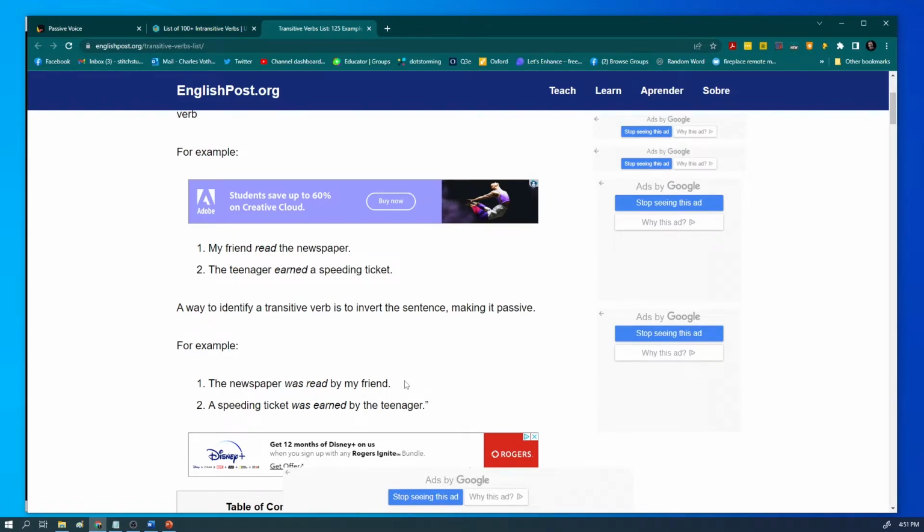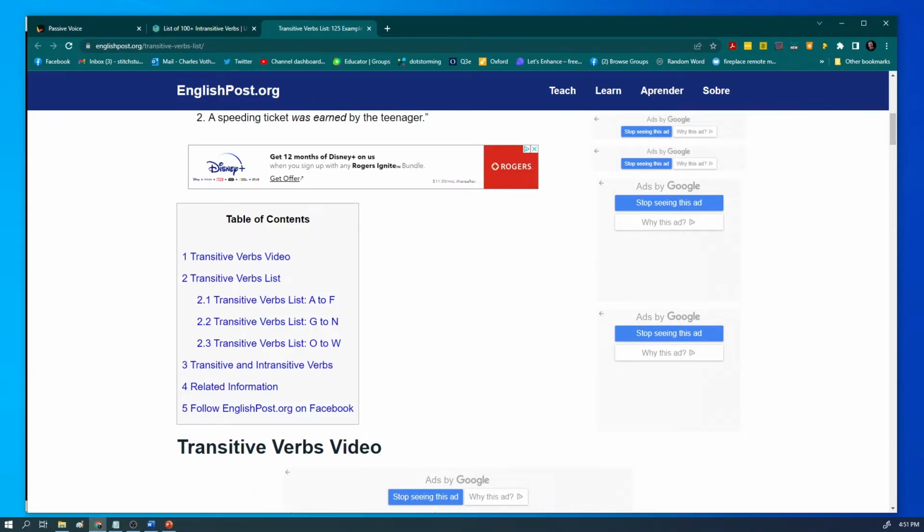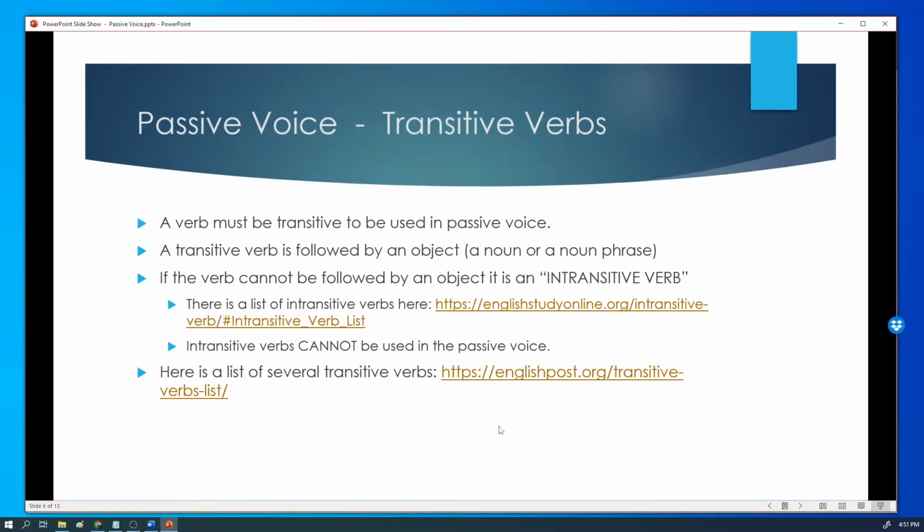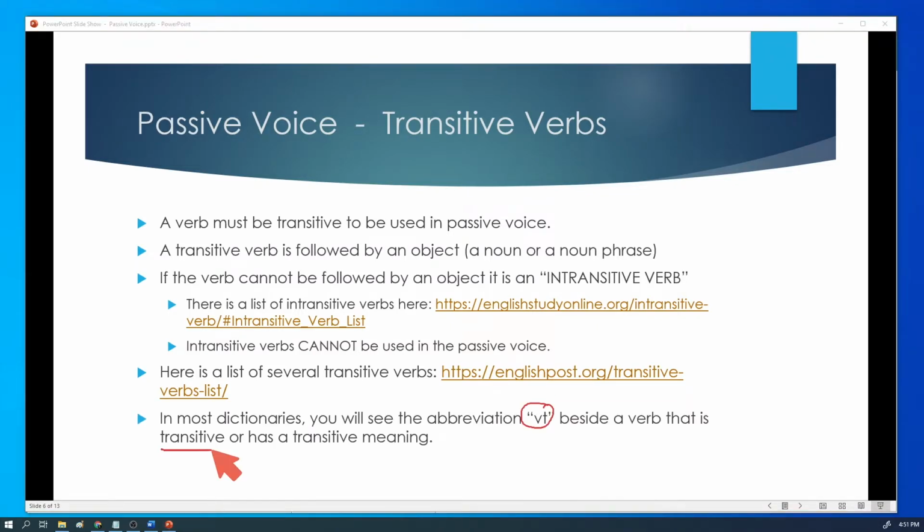Okay, so on this link, you can find many different transitive verbs that you can look at. In most dictionaries, you can see the abbreviation VT beside a verb that is transitive or has a transitive meaning. So if you don't know if a verb is transitive or if you can use it in the passive voice, just look in the dictionary for this abbreviation.